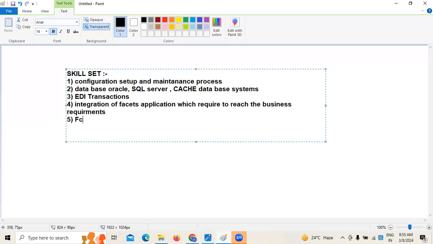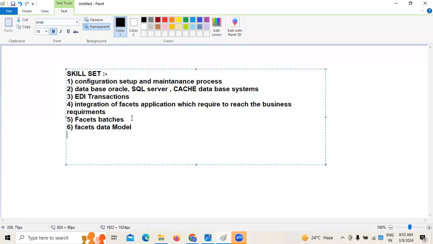Next, we should know about Facets batches. What are the different batches we are using in Facets? We must know that too. So that sort of understanding is also required to become a solution architect. At the same time, we should have knowledge of the Facets data model, because from the data dictionaries we create data models. These data models are useful when we are working on migration projects. Again, I'm repeating, people are required to create some data models.